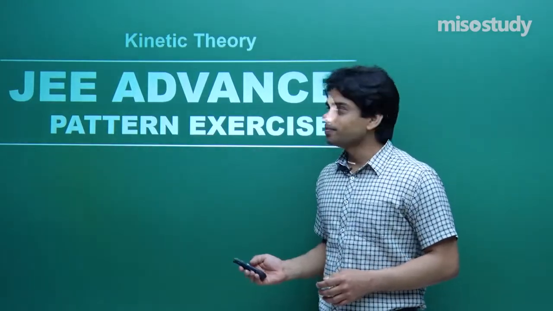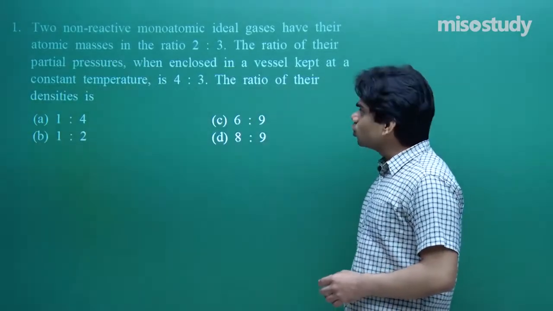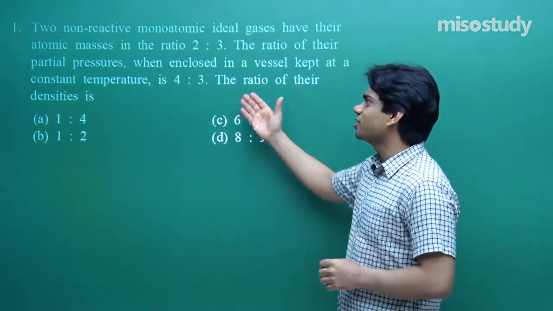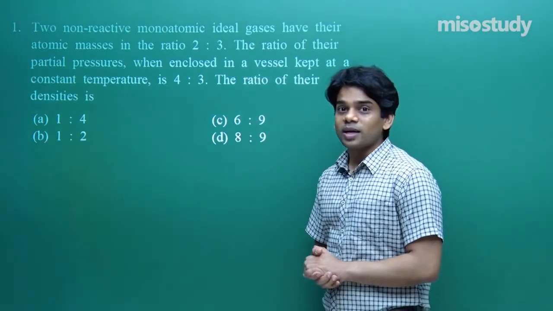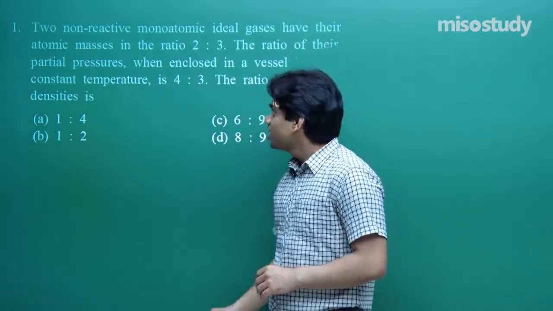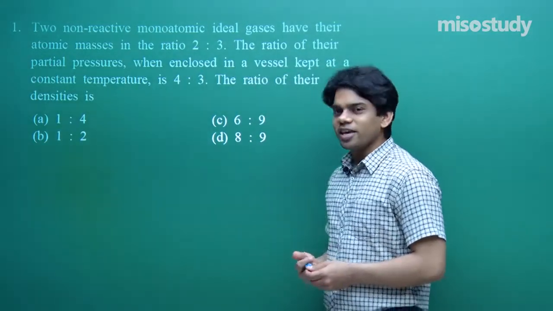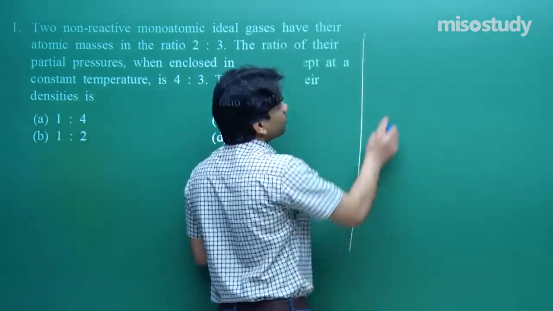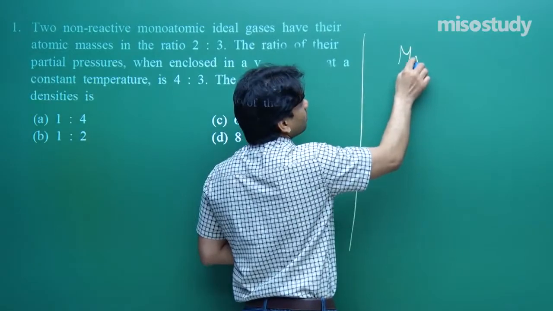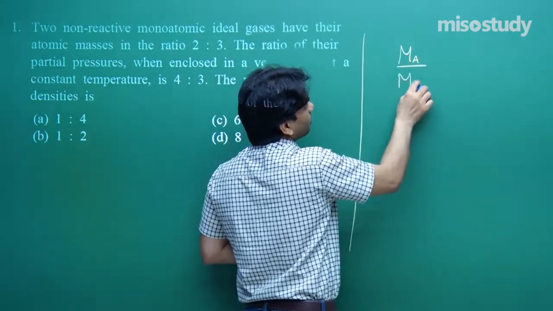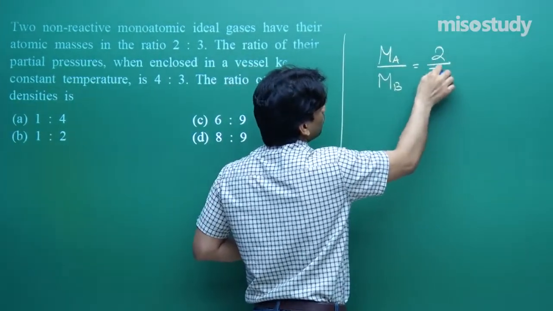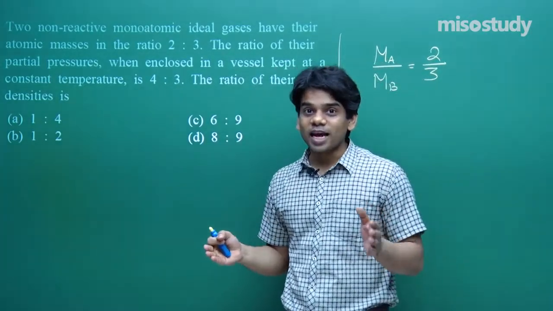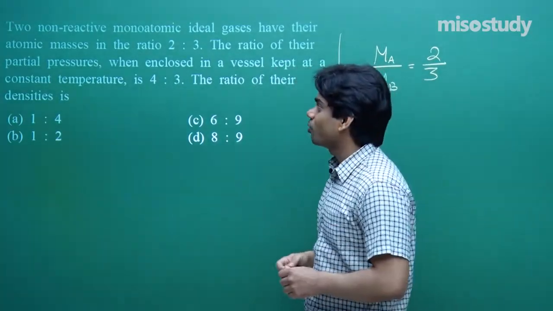Two non-reactive monatomic ideal gases have their atomic masses in the ratio 2:3. So if I take two gases A and B, their atomic masses are in the ratio 2:3. Let me say that Ma by Mb is equal to 2 by 3. This is what has been given. We are taking two gases A and B, so for that I have used Ma and Mb, their atomic masses.